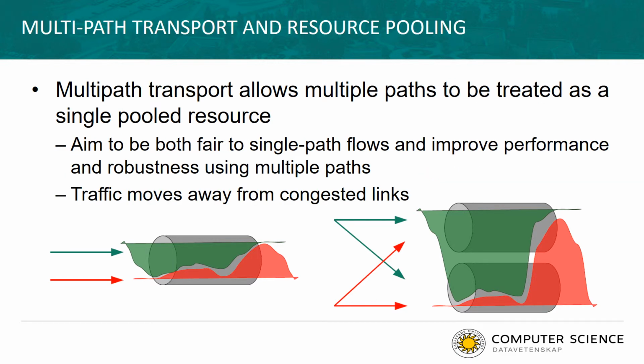The resource pooling principle is a general principle that can be applied also in other contexts. But in the context of multipath transport, the resource pooling principle allows multiple paths to be treated as a single pooled resource. The goal here is to be both fair to single path flows and improve performance and robustness when you use multiple paths. And the benefit, if you use the resource pooling principle as a multipath transport, is that you can move traffic away from congested links and leave the resources on that link available for other flows that may not have other capacity available.